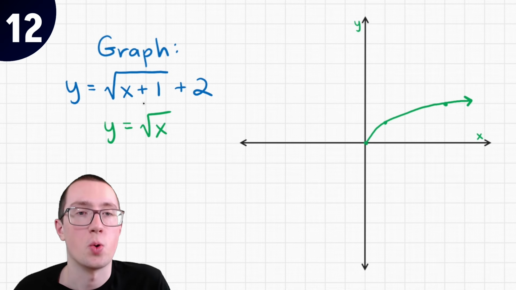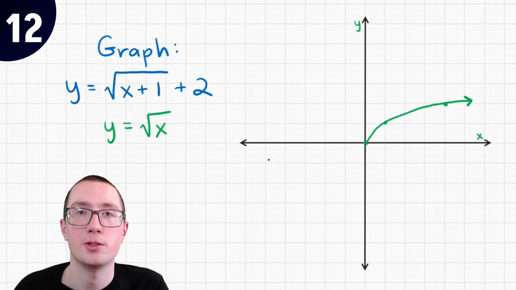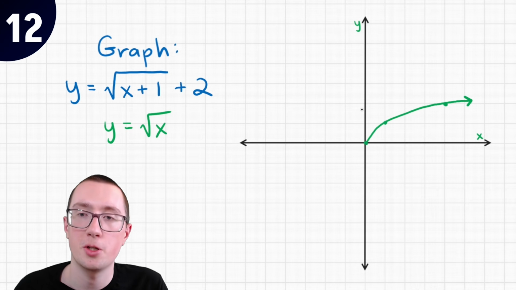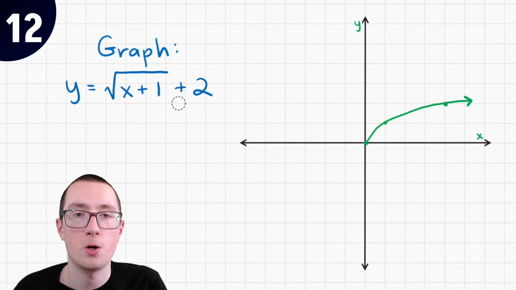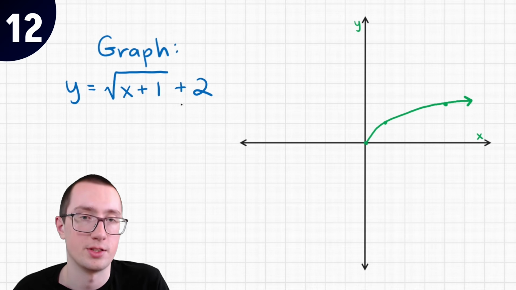And again, this is how you always graph y equals the square root of x, so you can just memorize this: 0, 0, 1, 1, and then 4, 2. So now let's ask ourselves, what is this plus 1 doing, and what is this plus 2 doing? Let's talk about the plus 2 first, because it's easier.